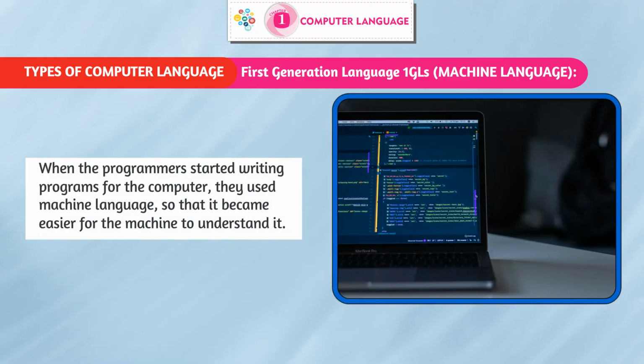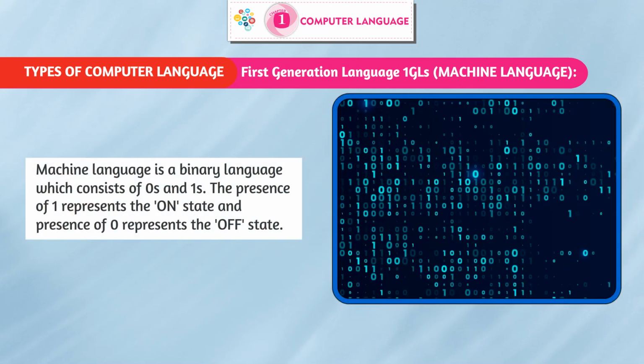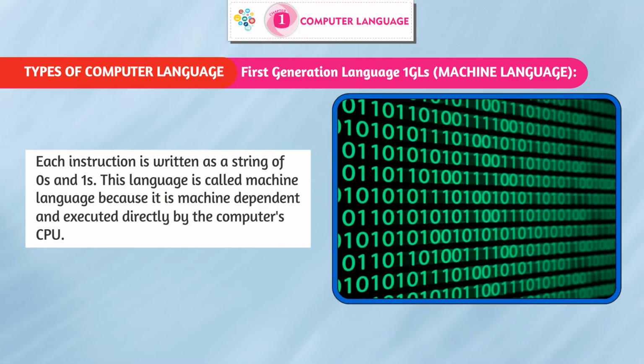The programmers started writing programs for the computer. They used machine language so that it became easier for the machine to understand it. Machine language is a binary language which consists of 0s and 1s. The presence of 1 represents the on state and the presence of 0 represents the off state. Each instruction is written as a string of 0s and 1s. This language is called machine language because it is machine dependent and executed directly by the computer's CPU.